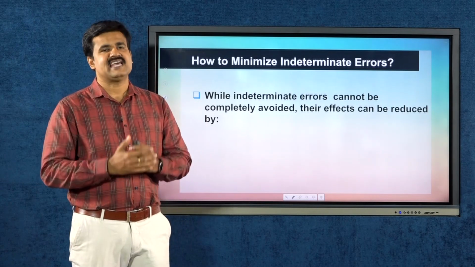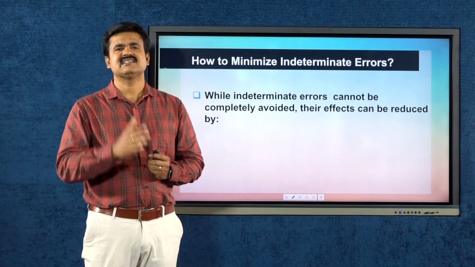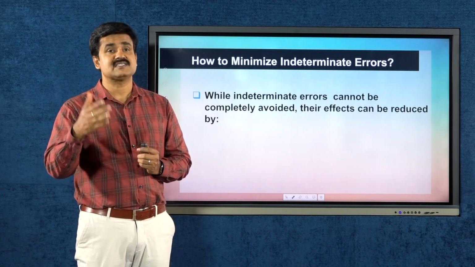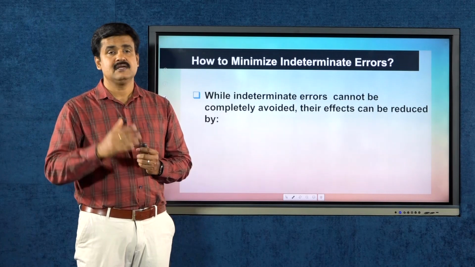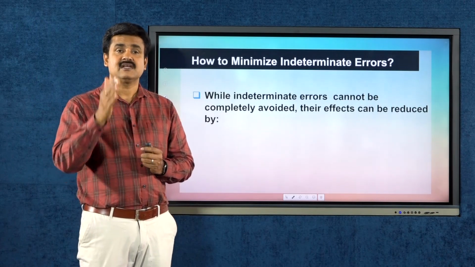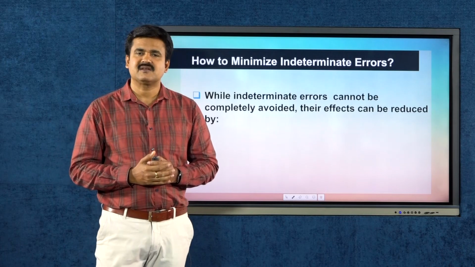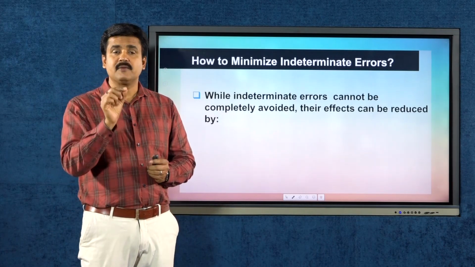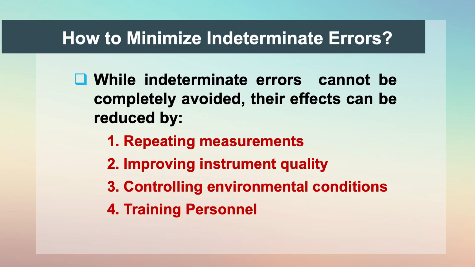Now, the question arises, how to minimize indeterminate errors? We have to minimize determinate errors also, the procedure for which we will consider in coming slides. Prior to that, we are now considering the minimization of indeterminate errors. While indeterminate errors cannot be completely avoided, their effects can be reduced by some methods, and these methods include repeating the measurements. You can take repeat measurements using the same instrument many times.